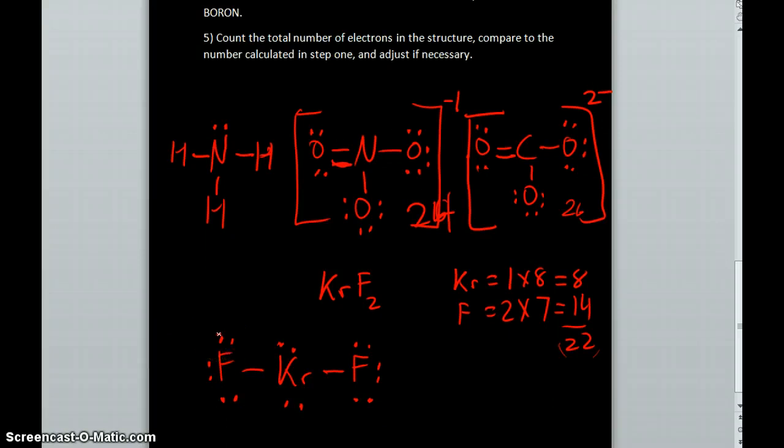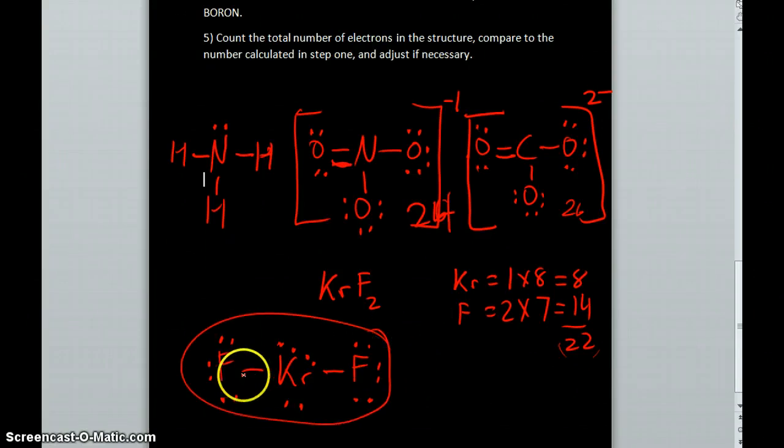But the krypton's another story. The krypton gave 1 of each of these shared electrons to the 2 fluorines, and it has 4 more on it. It has 6 valence electrons. But you see, krypton's in group 8. It should have 8. And so it's the one missing the additional 2 electrons. And you add them as a pair. Don't split them up. And you have the correct structure of krypton difluoride.